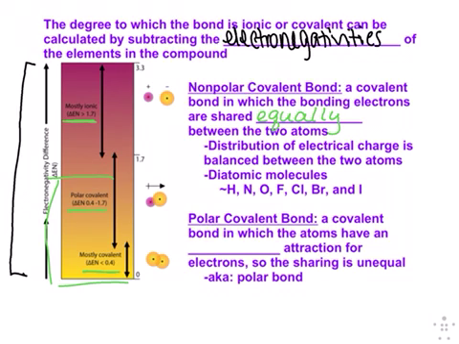On the next slide, we'll look at diagrams of both of these types of covalent bonds. A polar covalent bond is a covalent bond in which the atoms have an unequal attraction for electrons, so the sharing is unequal. We call these polar bonds, and we'll take a look at these on the next slide.